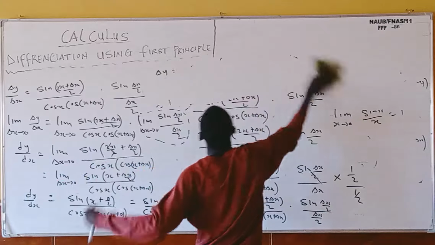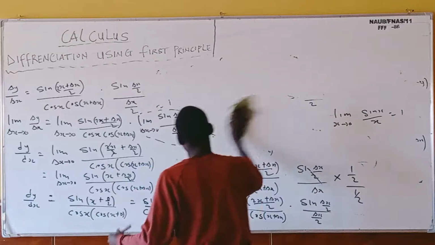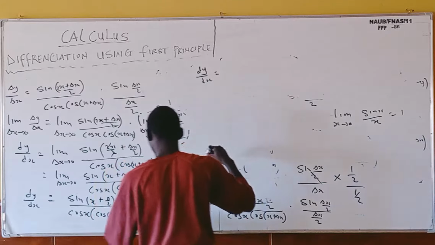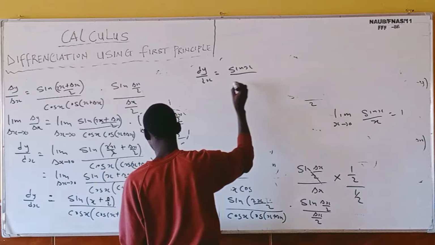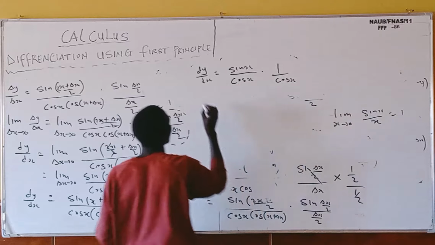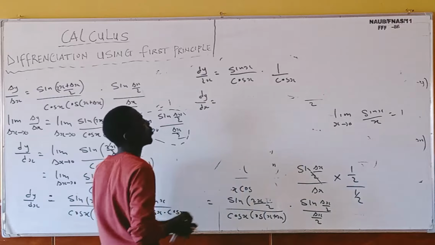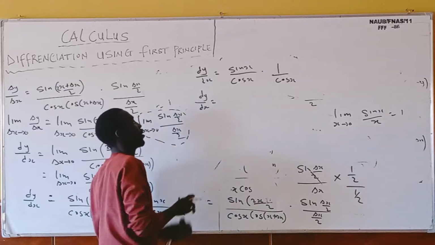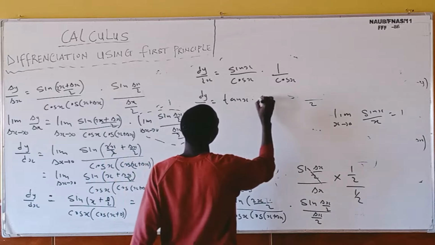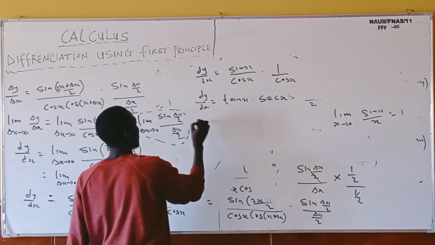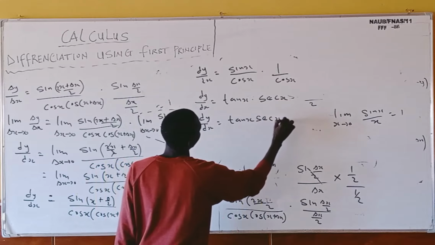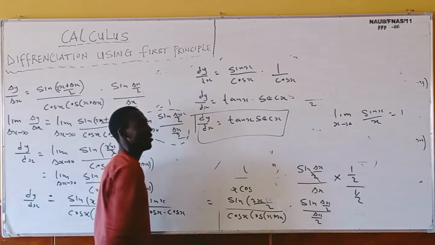So this I can split. If I split it, I'm going to have dy over ds equal to sine s all over cos s multiplied by 1 all over cos s. So now dy over ds will be equal to sine s over cos s, which is nothing but tan s. And 1 over cos s is nothing but sec s. So you can say hence dy over ds is equal to tan s sec s. Hence the proof. Thank you very much.